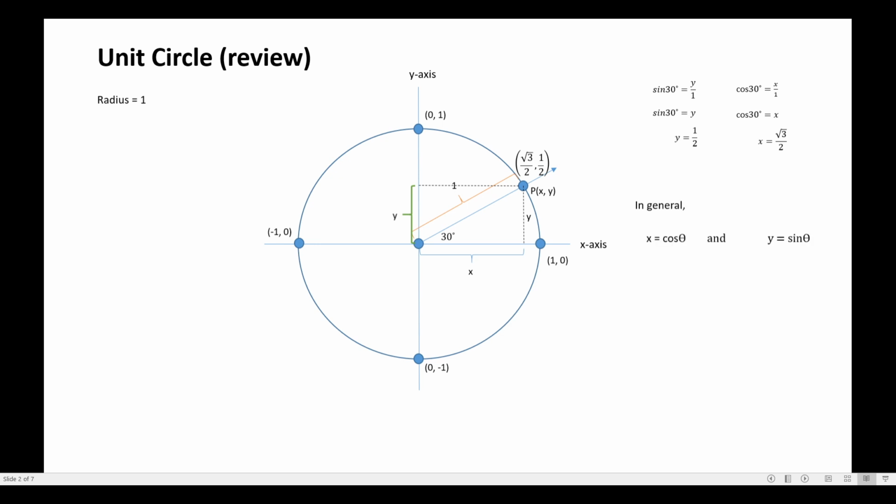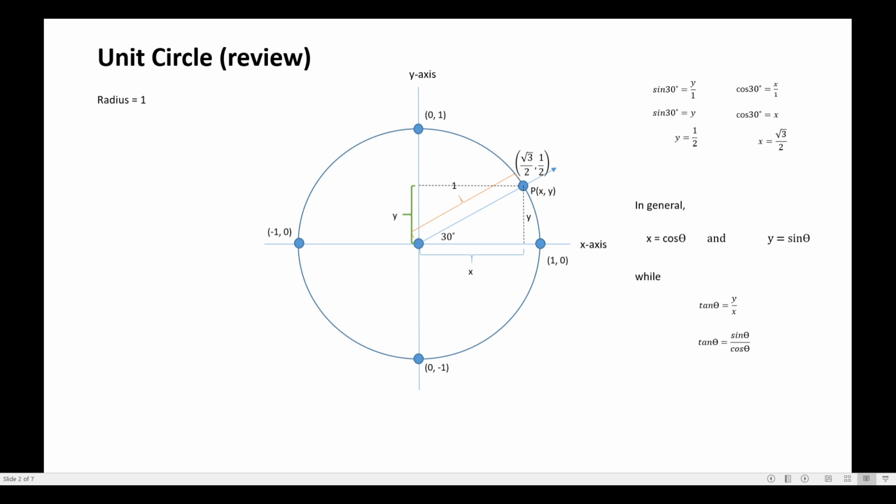In general, x is equal to the cosine of theta and y is equal to the sine of theta. While tangent is equal to y over x, because notice that in the triangle, this is theta here, the opposite side is y, and the adjacent side is x. So tangent theta is equal to y over x, or that could be reduced into sine theta over cosine theta.